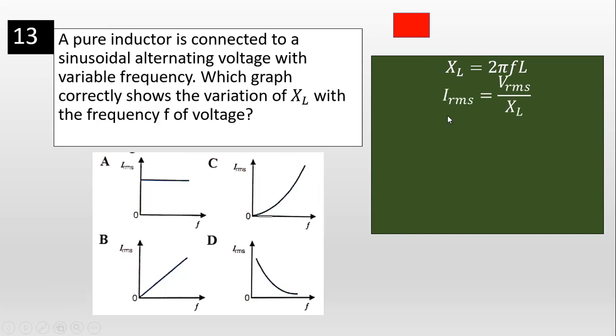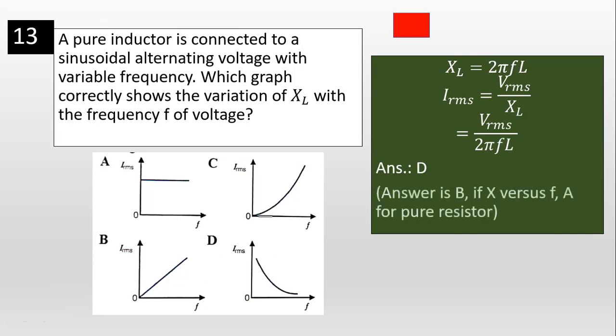But if you want current, then you have to replace the XL here. It's just your voltage divided by resistance, in this case reactance. Put it there. So this is a hyperbola, so the answer is D. So this is poorly set.